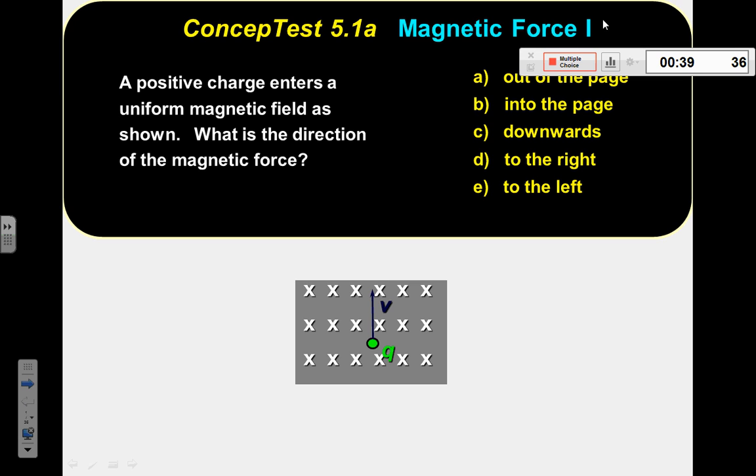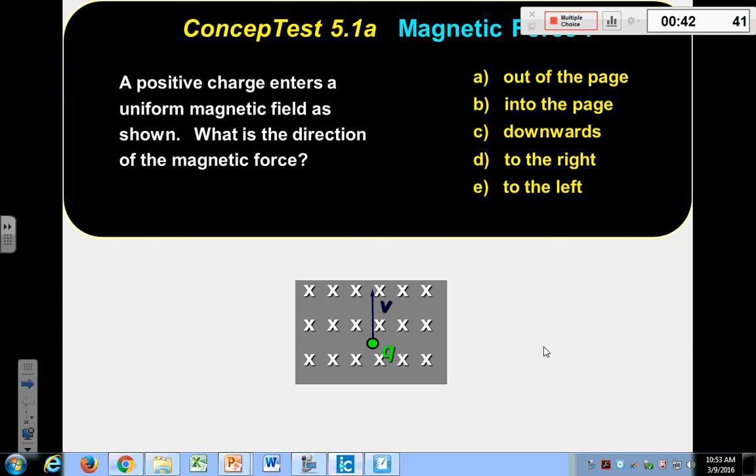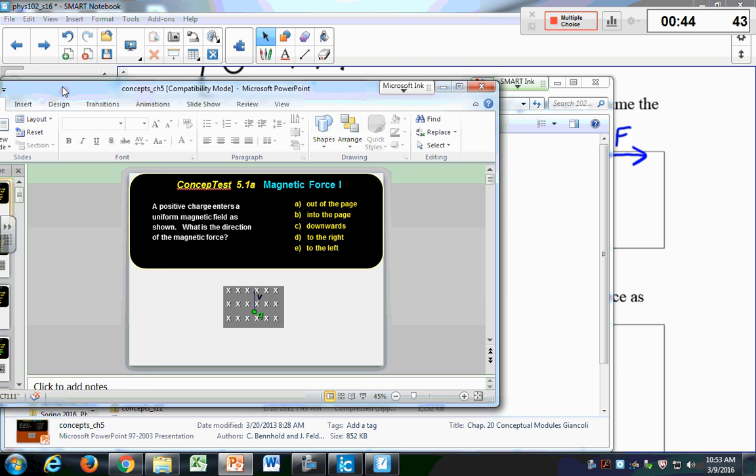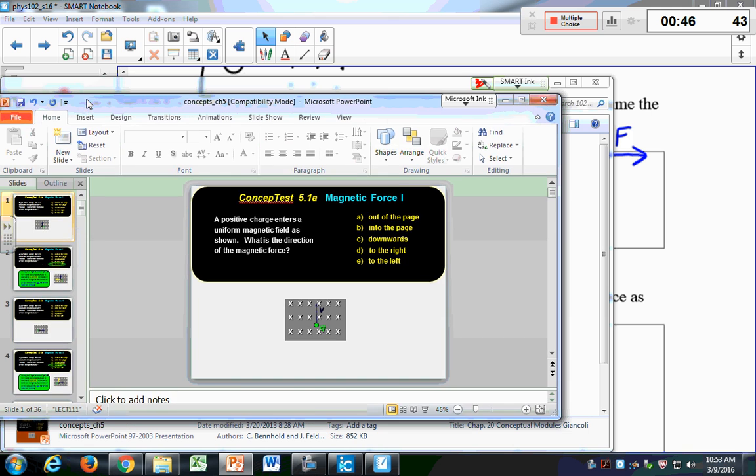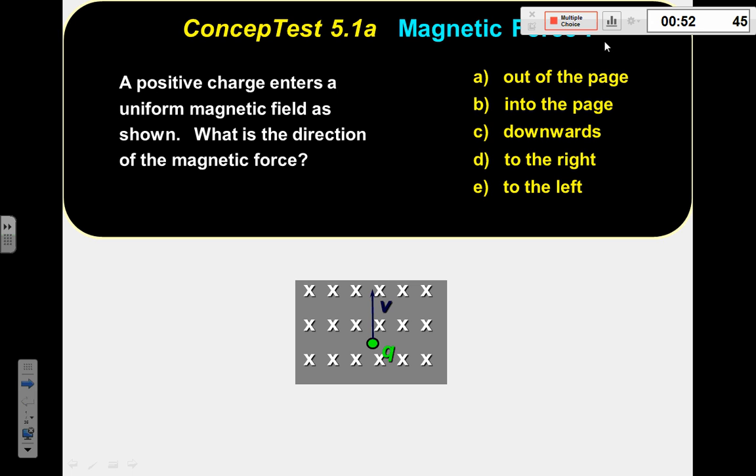Okay, what is the direction of the magnetic force? Sorry about that. I'll stop in a few seconds. I'll stop at 1 minute. What is the direction of the magnetic force?